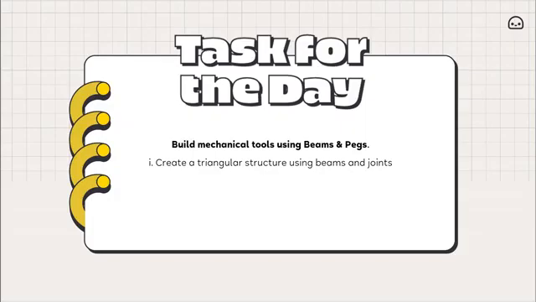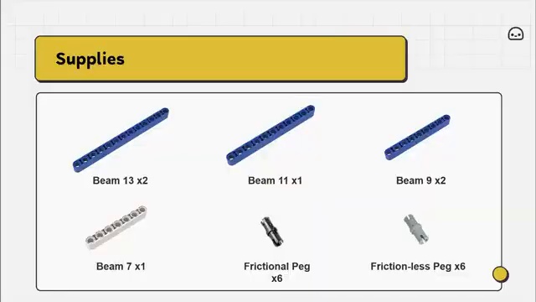Here we will be creating a triangular structure using beams and joints. And for that we will be needing supplies. We will be needing two beams of size 13, one beam of size 11, two beams of size 9, one beam of size 7, friction pegs in 6 numbers, and 6 frictionless pegs.